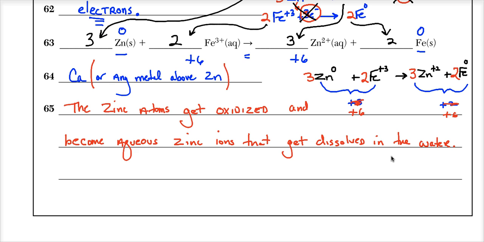Zinc atoms become zinc plus 2. Zinc 0 becomes zinc plus 2. You know, the atoms become ions. There's so many different ways to say it, but the solid zinc, which is an atom, loses electrons and becomes charged. And that charged ion can now interact with the water and get dissolved. So the mass of the solid zinc decreases.